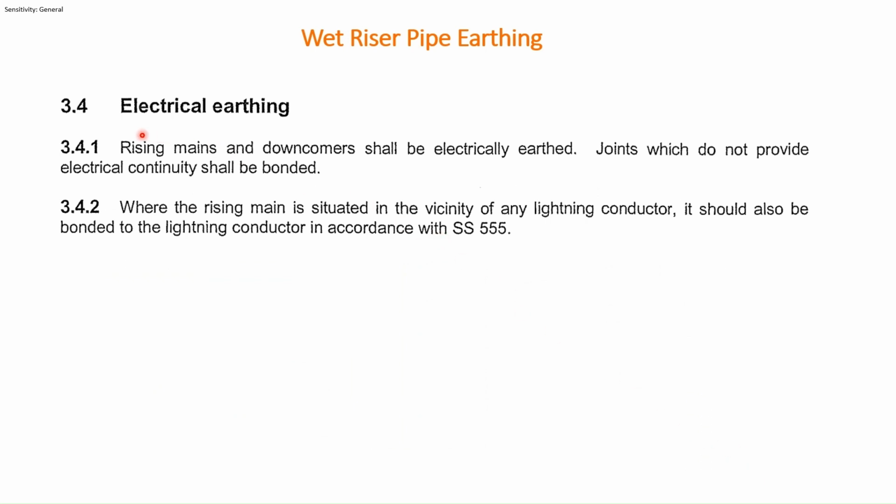And another requirement: rising mains and downcomers shall be electrically earthed. Pipes which do not provide electrical continuity shall be bonded. And once the rising main is situated in the vicinity of any lightning conductor, it should also be bonded to the lightning conductor in accordance with SS 555.